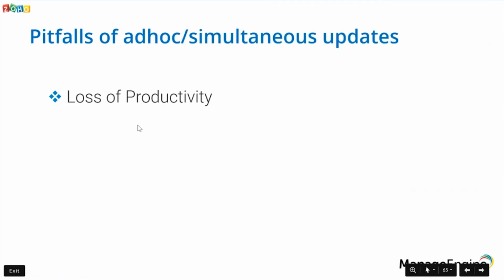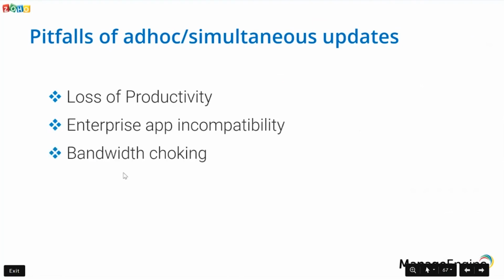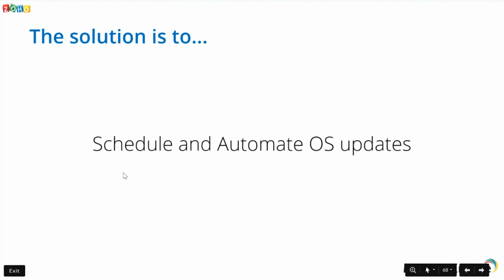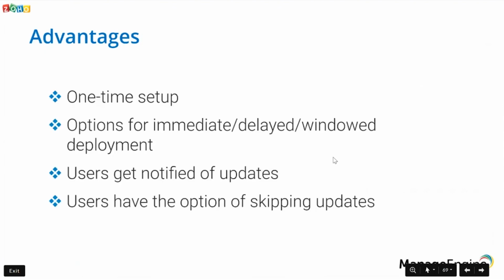simultaneously update the OS on your devices, this will lead to a loss of productivity. Your in-house apps may not be compatible, which can lead to other issues. And if you are updating the OS on computers in bulk, this will lead to bandwidth choking, which no IT admin would want. So the solution is to schedule and automate OS updates based on a convenient time for your organization. This is a one-time process, and you do not need to keep reconfiguring a policy.